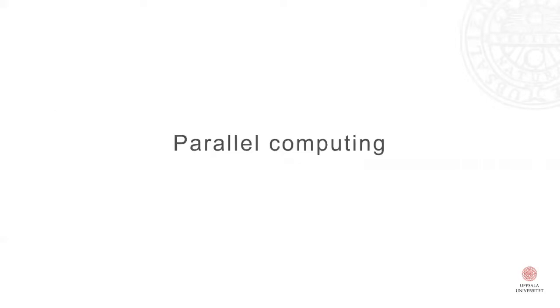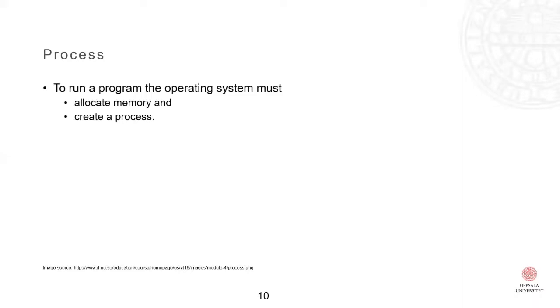So next we want to talk about parallel computing, what it is, why do we use it, and what are their benefits and also challenges. So before we go there, let's first review a little bit what a process is. So we saw that whenever we want to run a program, the operating system must allocate memory for that program to execute and create a process. And we had gone through the life cycle of a process and what the operating system does to schedule processes and so on.